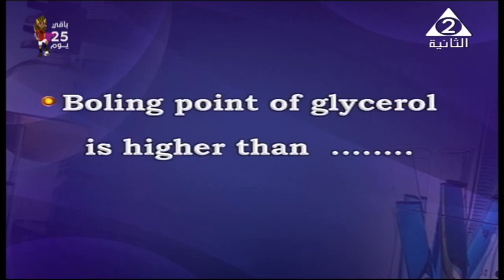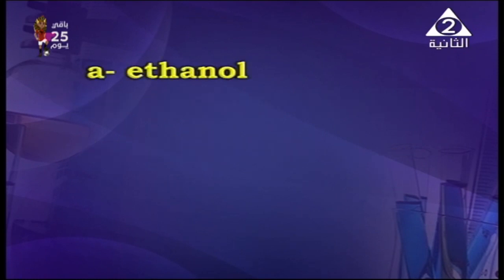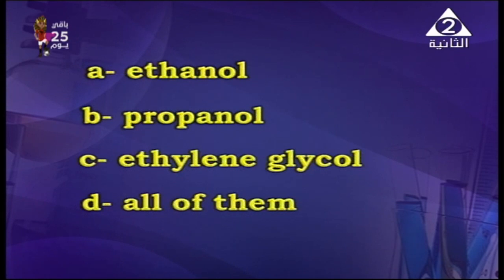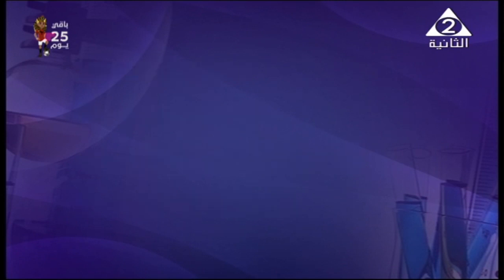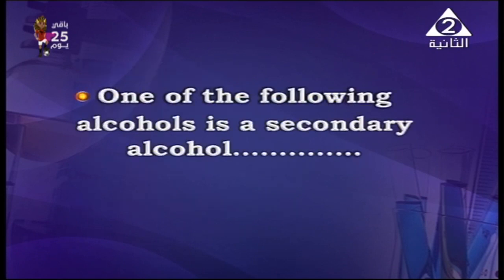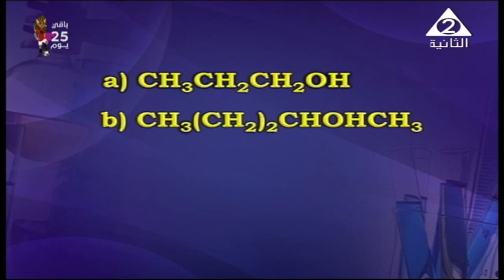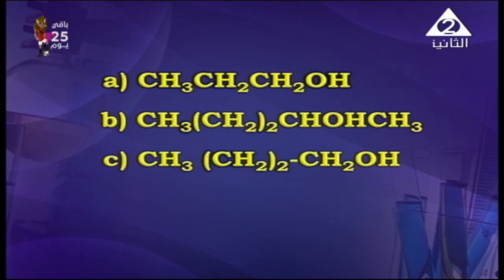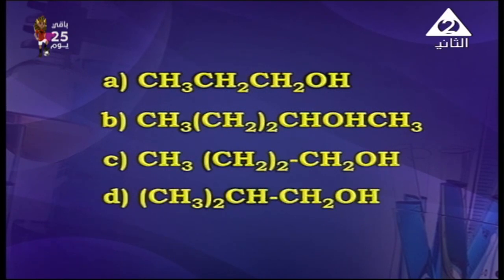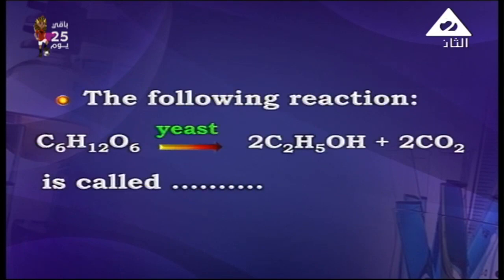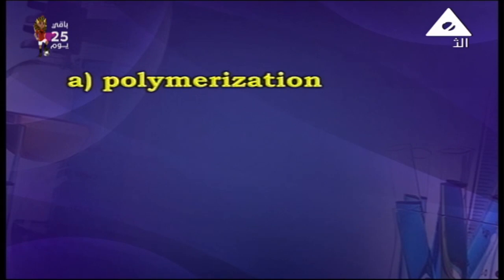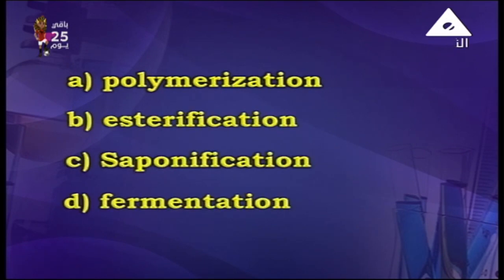Next point. Boiling point of glycerol is higher than that of what? Ethanol, propanol, ethylene glycol, all of them. If you think about it, yes, it will be all of them. One of the following alcohols is secondary alcohol: CH3CH2CH2OH, CH3CH2CHOHCH3, CH3CH2CH2CH2OH, CH3CH(CH3)CH2OH. Yes, if you think about it, it will be number B. The following reaction, C6H12O6 with yeast, gives ethanol and carbon dioxide, is called what? Polymerization, esterification, saponification, fermentation. If you think about it, yes, it will be fermentation reaction.